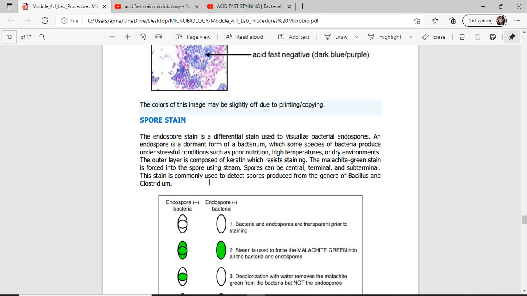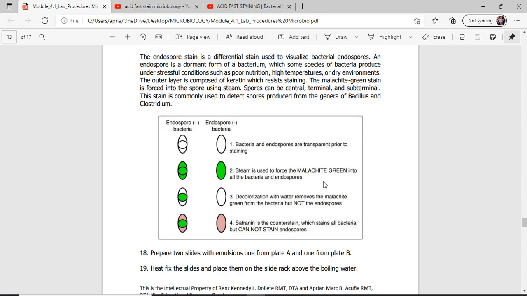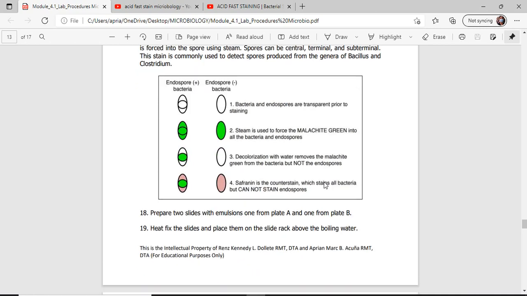Okay, your endospore stain is a differential stain used to visualize bacterial endospores, the dormant form of your bacterium, which some species of bacteria produce under stressful conditions, such as a lack of nutrition. When they arrive in a place with nutrients, they return to their regular form. They resist high temperatures so they are not easily killed, and dry environments, where it is not moist enough for them to multiply.